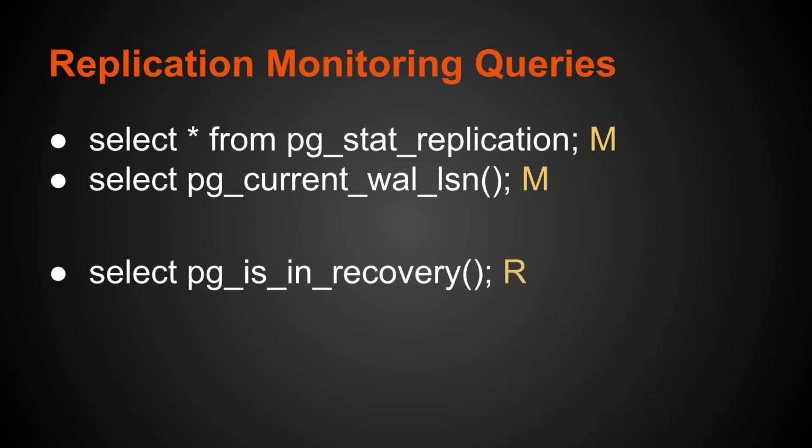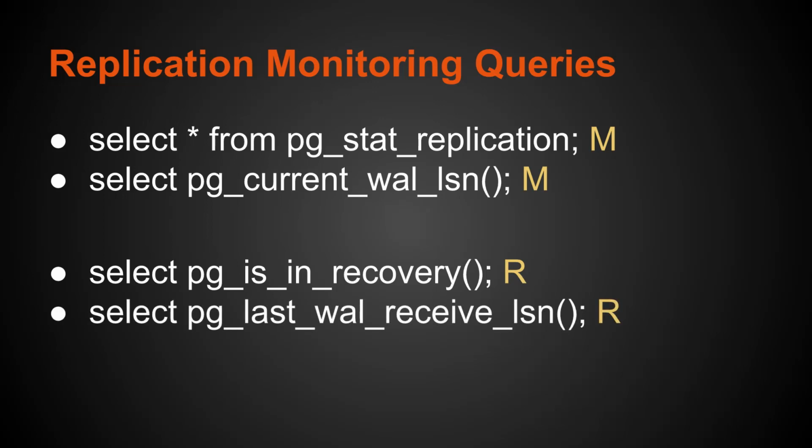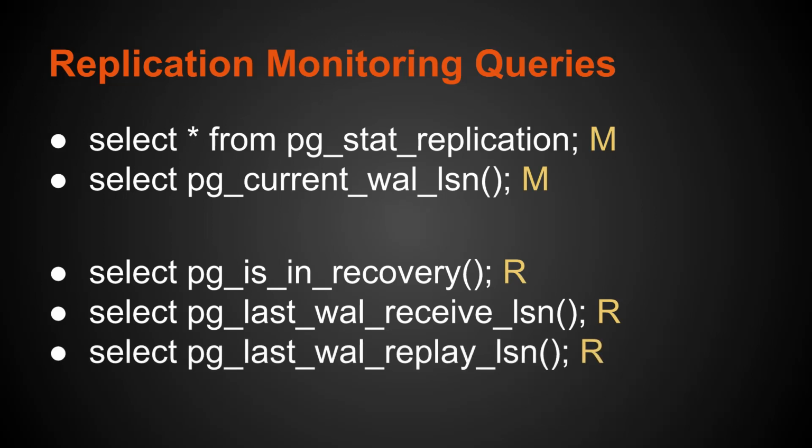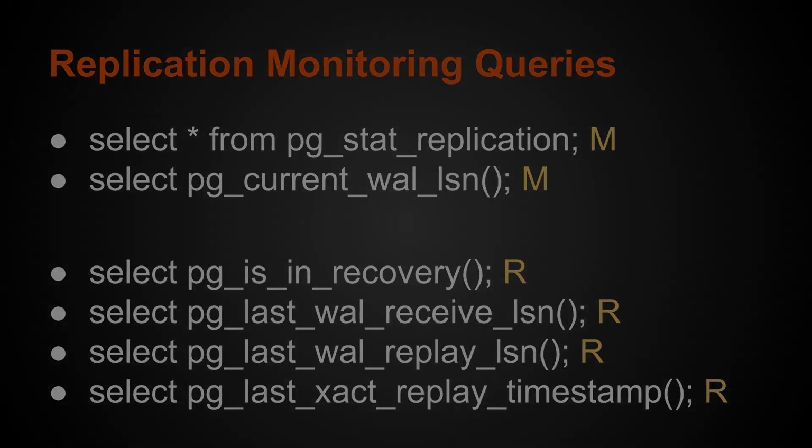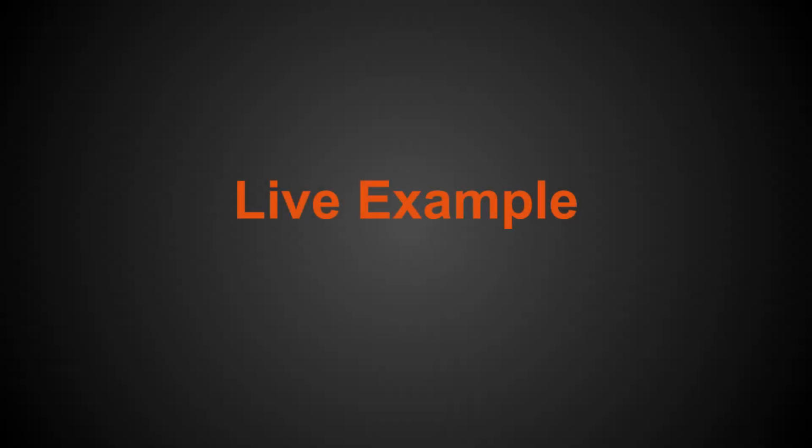Now on the replica, you have a number of different functions you can use. You can check and see if it's in recovery. You can check the last WAL file that it received via the network connection. And then what was the last one that was replayed? And then finally, what was the timestamp of the last one that was replayed? So we're going to go over how to set this up in some live examples.